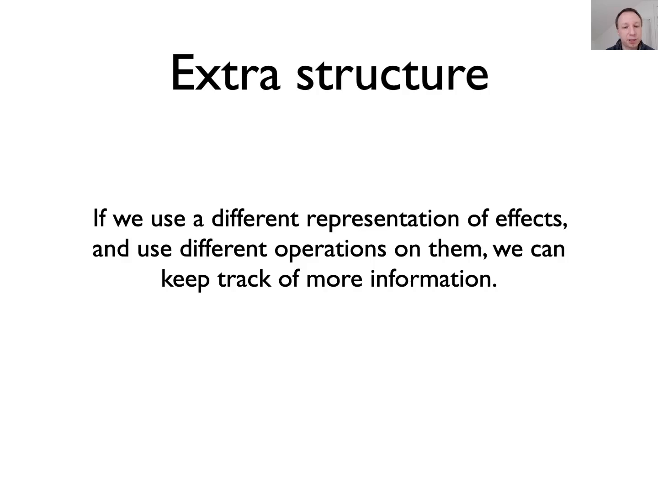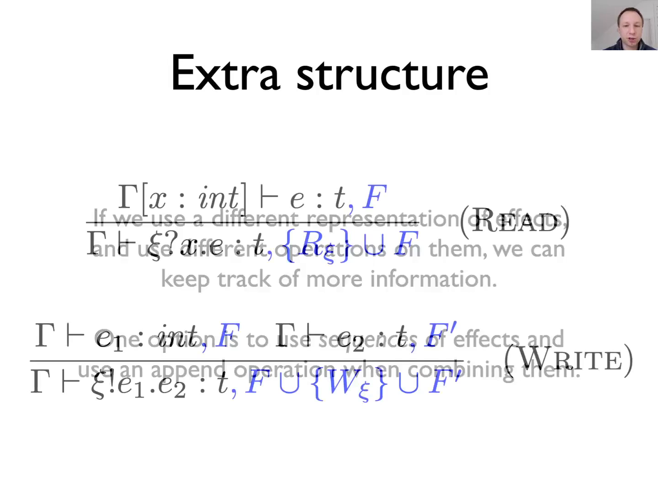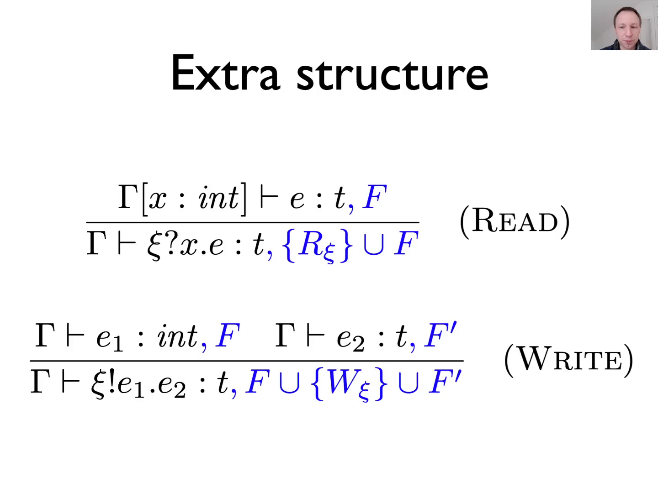By using a different representation, we can keep track of more information and therefore make these judgments. One option is to use sequences of effects and an append operation when combining them. Here were our read and write rules. What we can do is transform the part underneath the line for each of those, so that we're not using set union and sets, but sequences and appends instead.